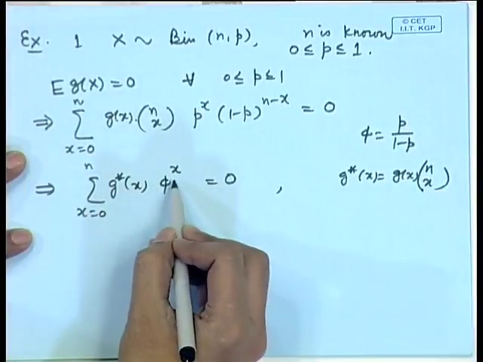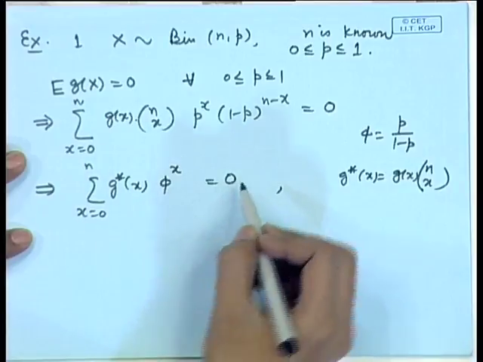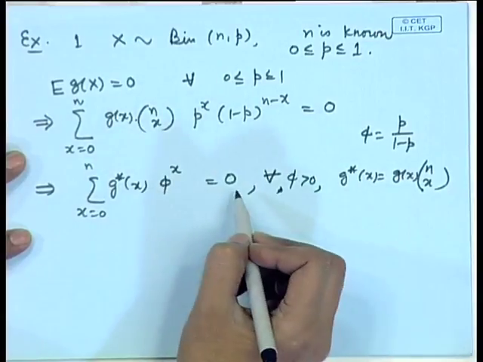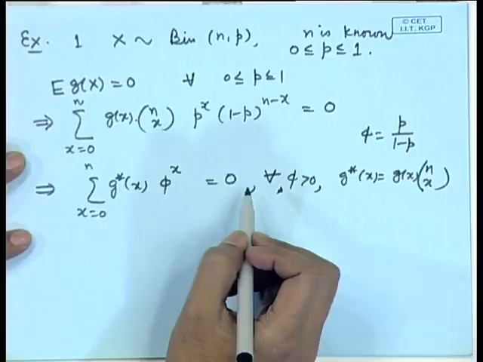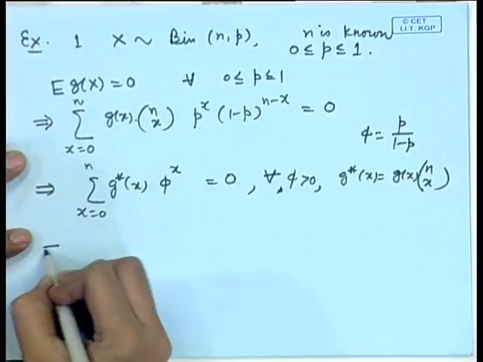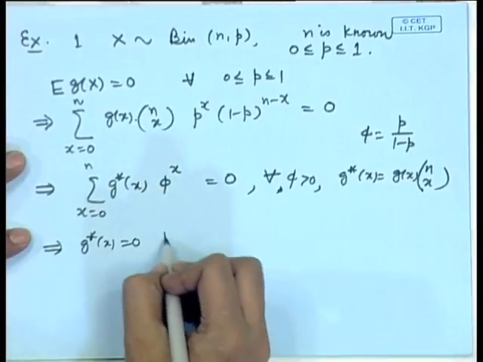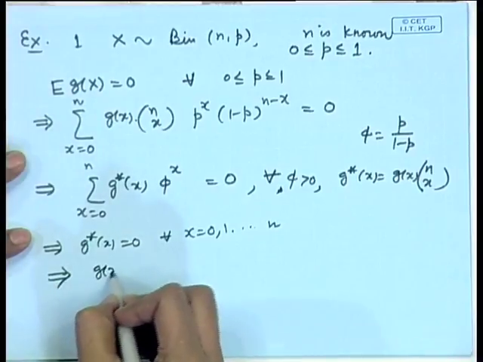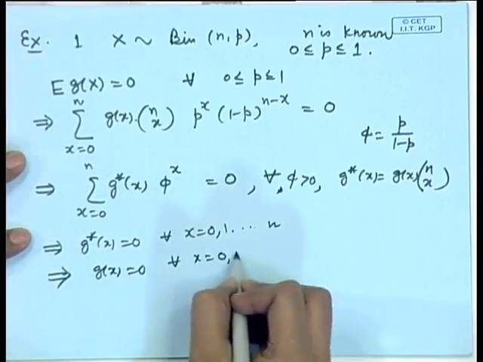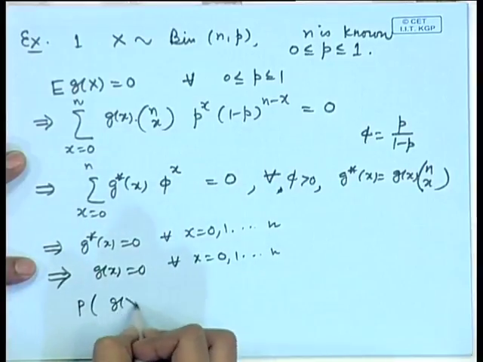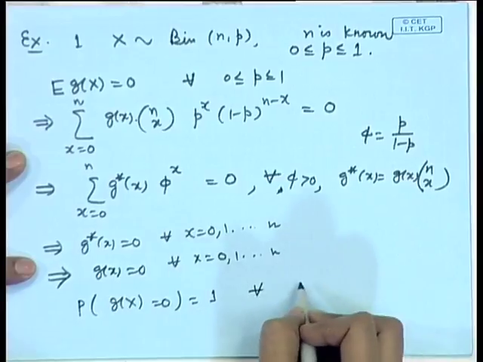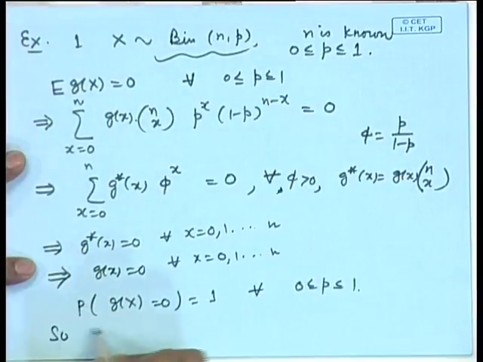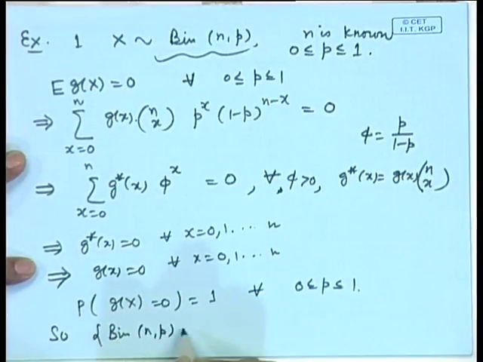Now, the left hand side is a polynomial of degree n in phi, and we are saying that it is vanishing for all phi. So, a polynomial will vanish identically on an interval provided all its coefficients vanish. That means, g star x is 0 for all x equal to 0, 1 to n, which implies that g x itself is 0 for all x equal to 0, 1 to n. So, probability that g x is equal to 0 will be 1 for all p. So, this family of binomial distributions is a complete family of distributions.